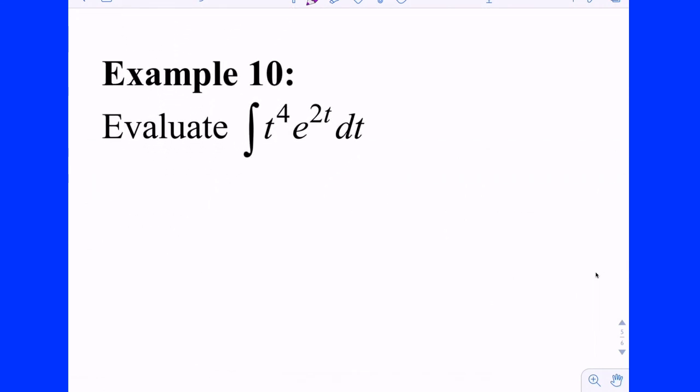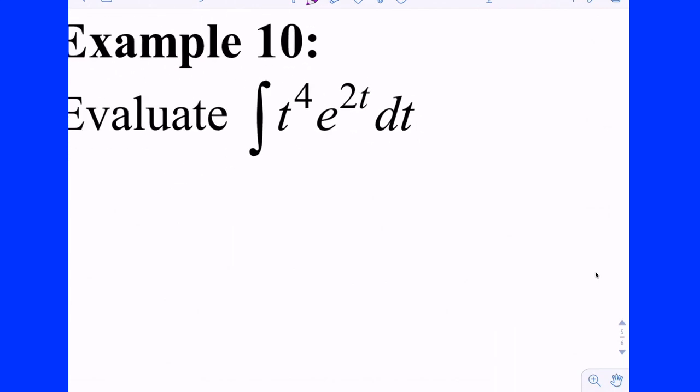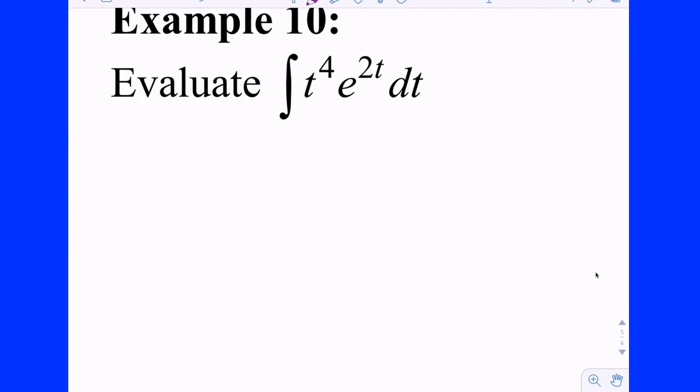Okay, let's try example 10. Evaluate the integral of t to the 4th e to the 2t with respect to t. What's the method of choice here? Integration by guess and check? Trial and error? By parts. Very good. What are you going to call u? T to the 4th. You want to use the Zorro method? Probably not, because it's going to require 4 nested. That's no way, no how. So let's go to the tabular method.